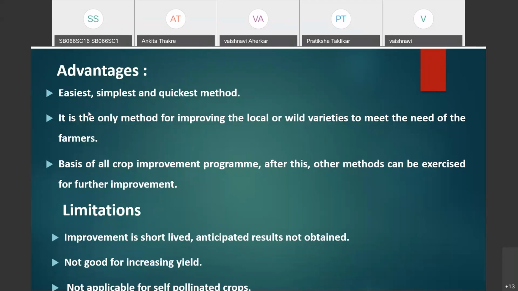There are various reasons. The first reason is that attention is only given to the maternal character. Then the second reason is that the yield fluctuates by environmental variation.